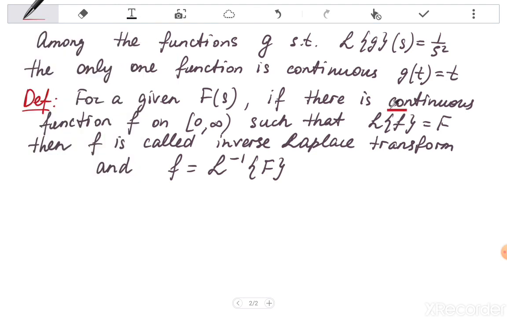So you have to remember that it must be a continuous function in the definition of inverse Laplace transform. We'll consider some examples in the next video.